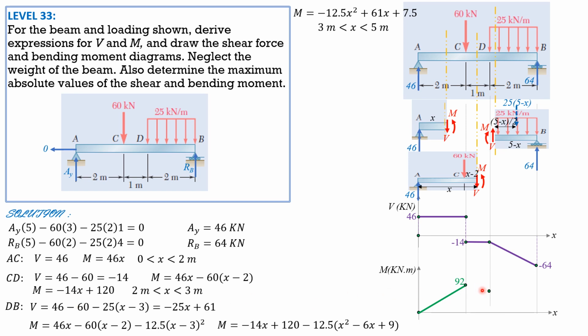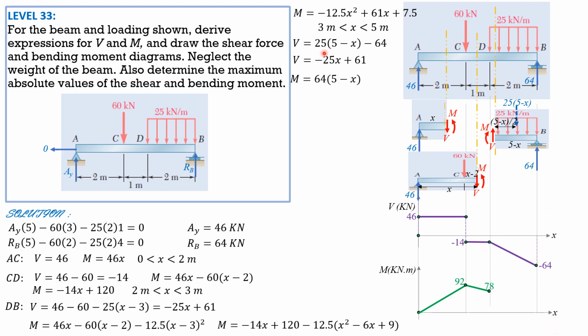Then when x is 3, negative 14 times 3 plus 120, connect with a straight line. So it is 78. Then we connect with a straight line because this is a line with negative slope. Then finally, for DB, this is the formula. When x is 3, begin with 3 first, substitute here. The answer is 78. Then when x is 5, substitute here. The moment would be 0.